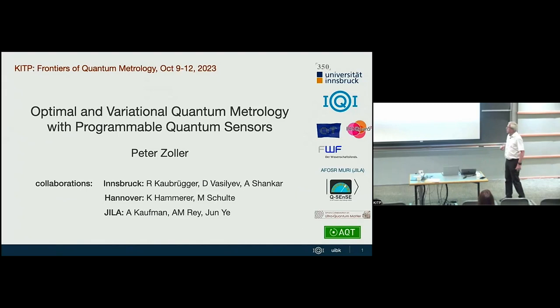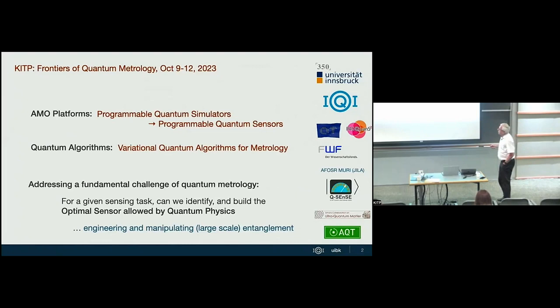So I would simply say that when we speak about, for example, quantum metrology, one fundamental challenge that we would like to address is this: for a given sensing task, which is context dependent, we would like to identify and eventually also build something that comes close to, or is, the optimal sensor allowed by quantum physics. So these are the best performing sensors that physics allows.